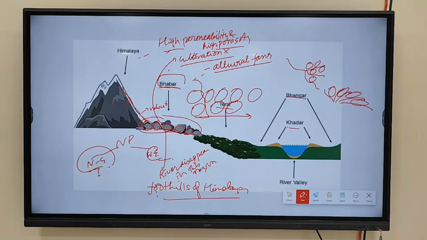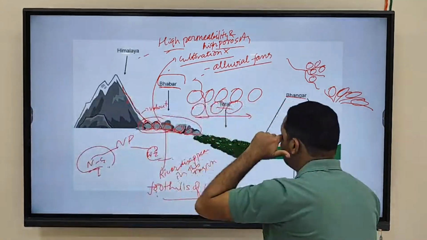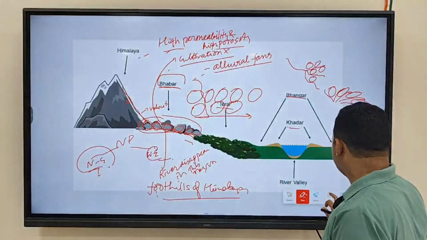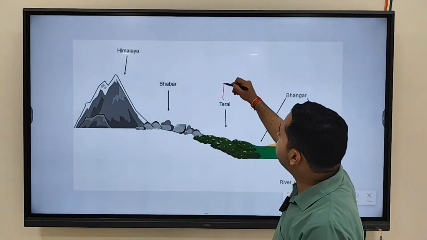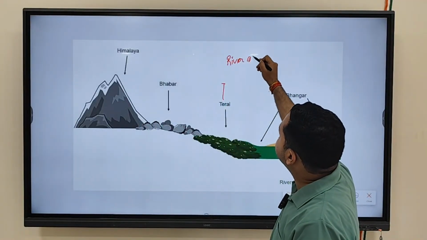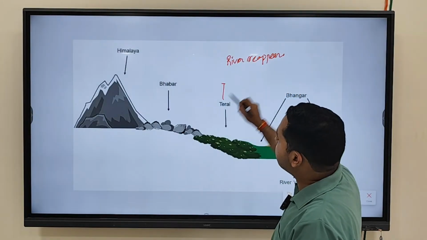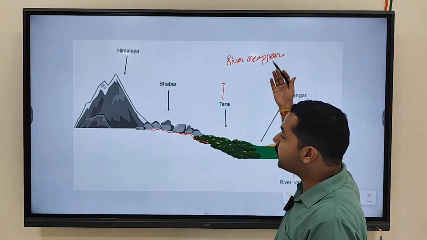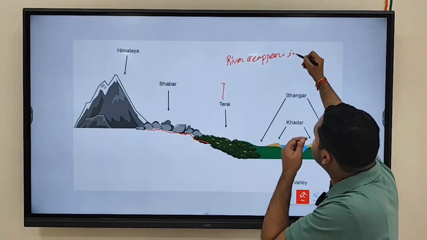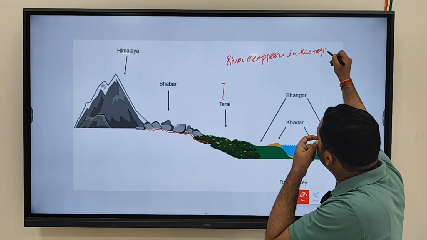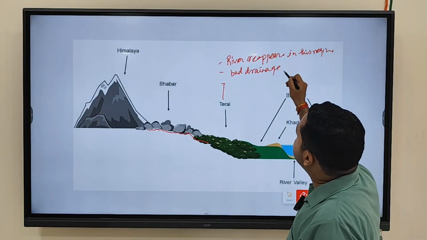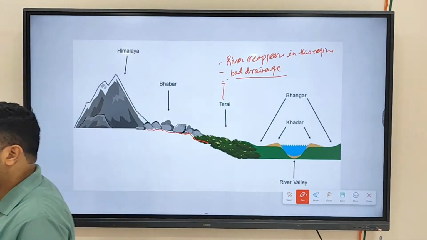Now, after this, rivers enter the Tarai region. So after the Bhabar region, the river will start moving towards the Tarai region. Now, what is this Tarai region? We say the river reappears in this region, because here the river was flowing below and was disappearing. And this is a zone of bad drainage.